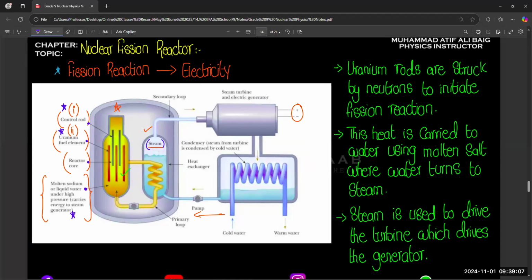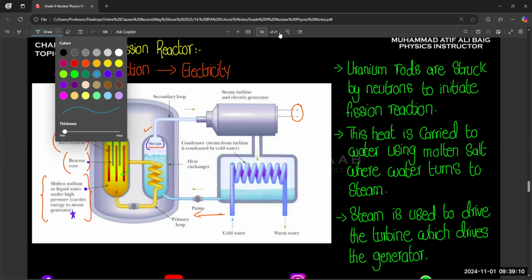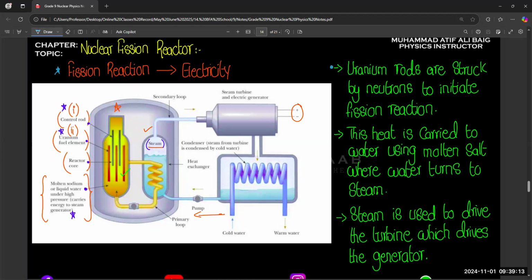So first of all, step number one. Step number one is uranium rods are struck by neutrons to initiate fission reaction. So initially, the reaction is simple, just like the fission reaction, because in fission reaction we discussed we need to strike a neutron into the nucleus of an atom, right? So that's why uranium rods are struck by neutrons to initiate fission reaction. This is the first step.